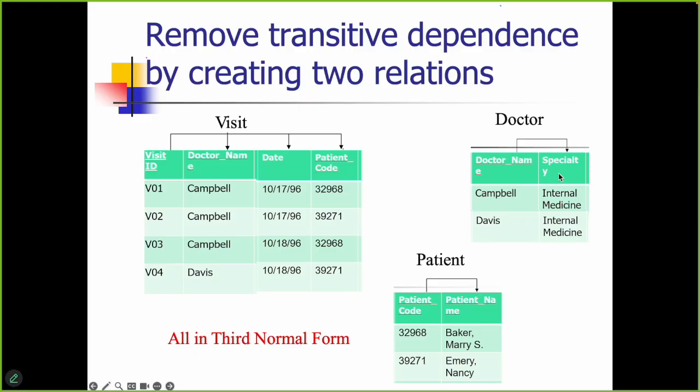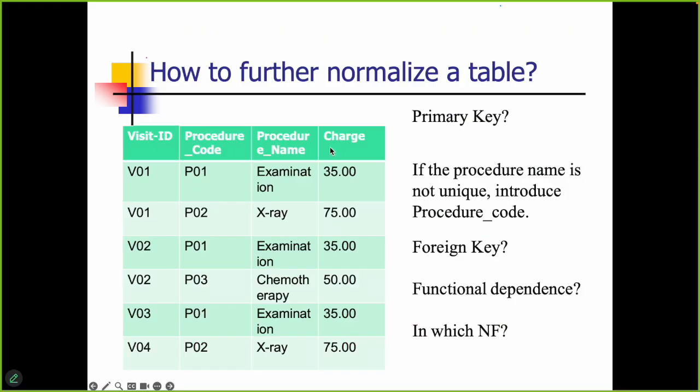Dependency between doctor name and specialty in the doctor table. What type of dependency? Full key dependency, exactly. So it's a full key dependency. Same thing for the patient: patient code, patient name. This is a full key dependency. And how to further normalize the table?